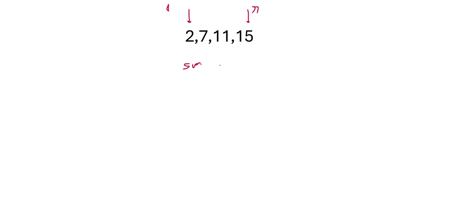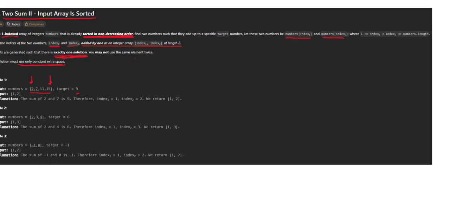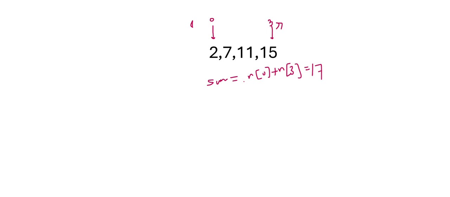So what I'm going to do is a sum equal to, let's say the left pointer is at 0 and the right is at 3. Now n[0] plus n[3], that is nothing but 2 plus 15, that will turn out to be 17, and our target in this question is 9. So 17, as you can see, is greater. We can safely move the right pointer here. We can decrease the pointer here because the sum is greater than the target. If it was otherwise, we would have moved the left pointer so that the sum would become greater.